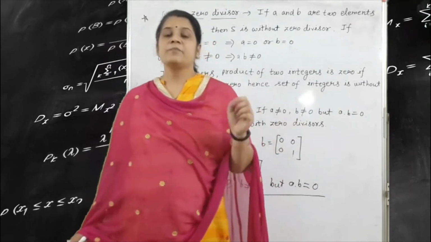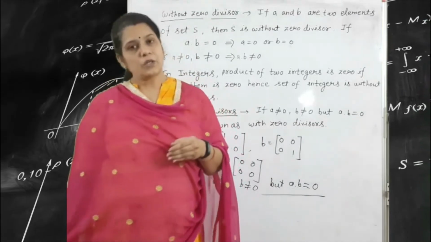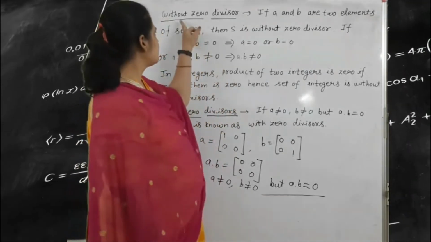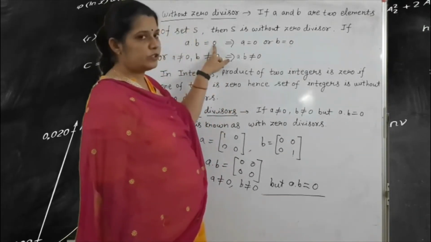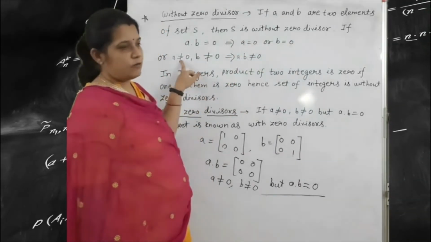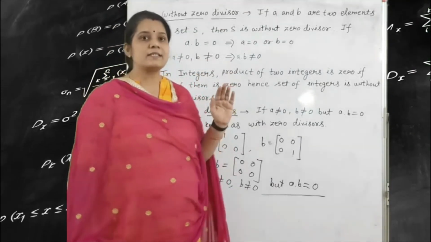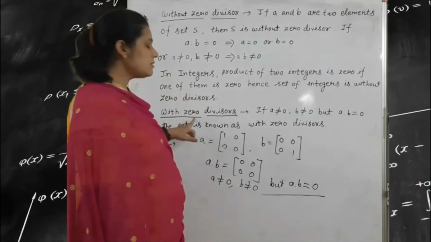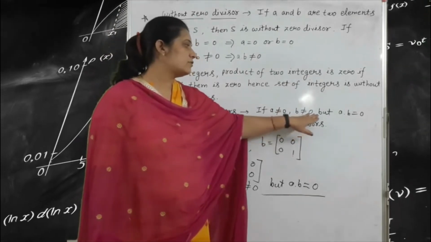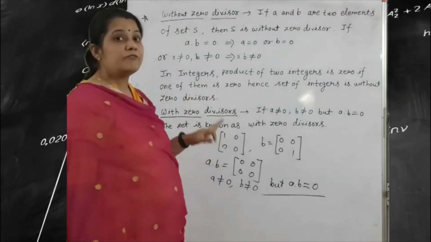So in this lecture we have already covered the endomorphism and automorphism. Here, without zero divisor and with zero divisor, don't be confused. Without zero divisor, that means a·b equal to 0, so either a equal to 0 or b equal to 0. But a not equal to 0 and b not equal to 0 gives a·b not equal to 0. This is the without zero divisor. But with a zero divisor, that means if a not equal to 0 and b not equal to 0, but a·b is equal to 0, this is known as the with zero divisor.